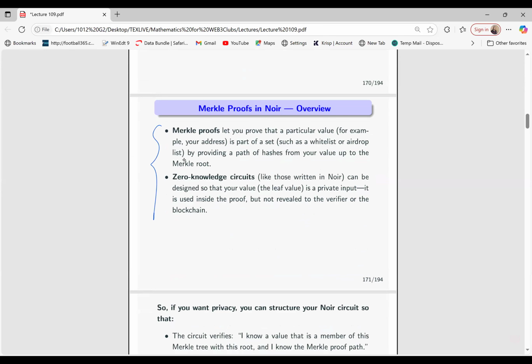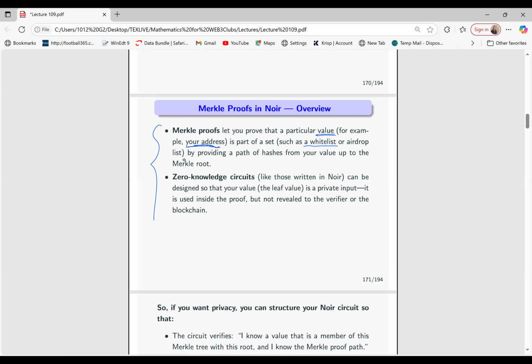Just a repeat of what we've already said. Merkle proofs will let you prove that a particular value, for example your address, is part of the set. The set here will be the whitelist or the airdrop list. Supposing there was an airdrop list, you don't want to reveal what it is, but you just want to show that your address was in that list.